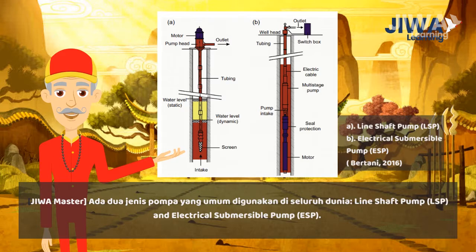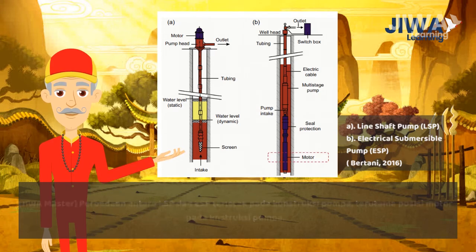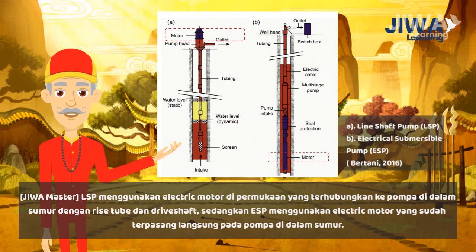There are two main types of pumps commonly used around the world: line shaft pump or LSP and electrical submersible pump or ESP. The distinction between LSP and ESP is the construction, obviously the position of the motor. LSP uses an electric motor on the surface, connected to a downhole pump by a rise tube and drive shaft, while ESP uses an electric motor which is directly coupled with the pump in the downhole.